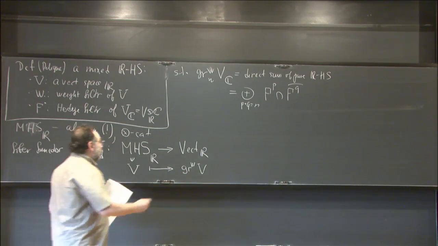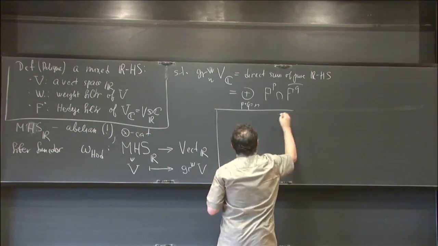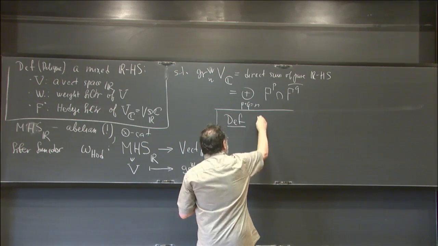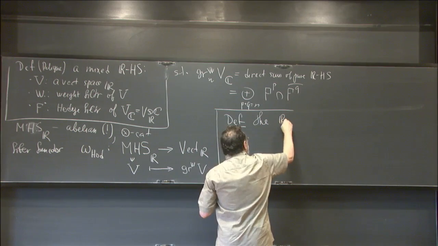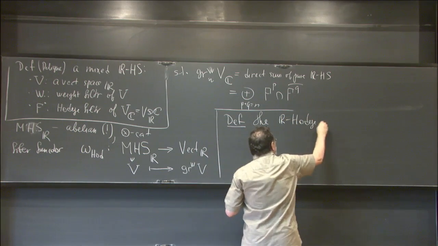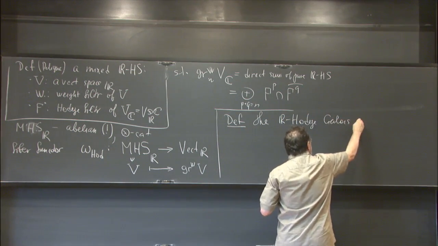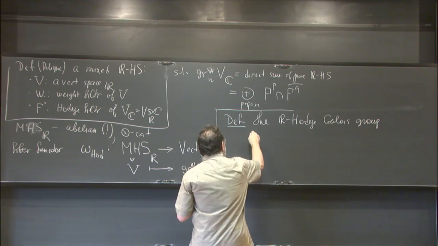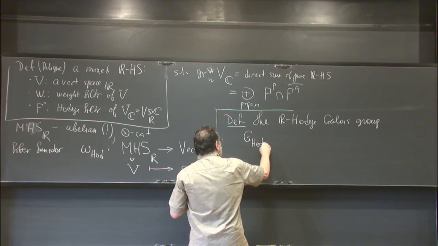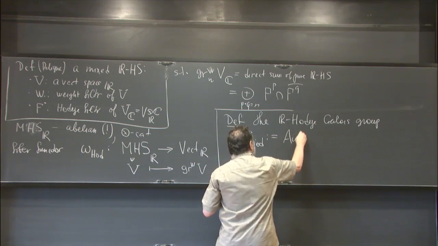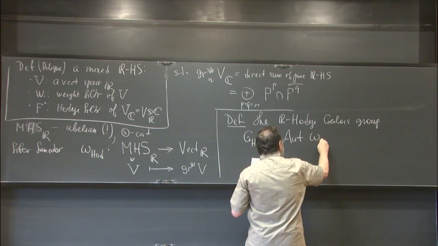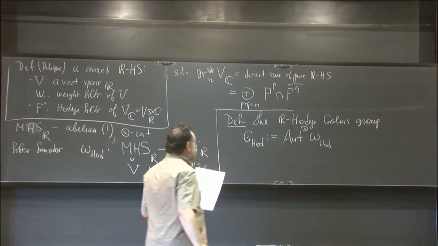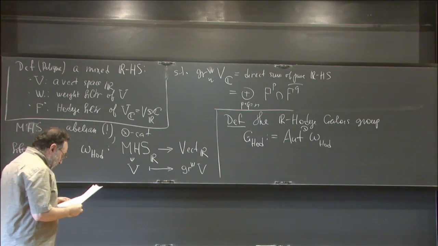So now by definition, the real Hodge-Galois group is an algebraic group over Q given by automorphisms of this canonical fiber functor, which respects the tensor structure.